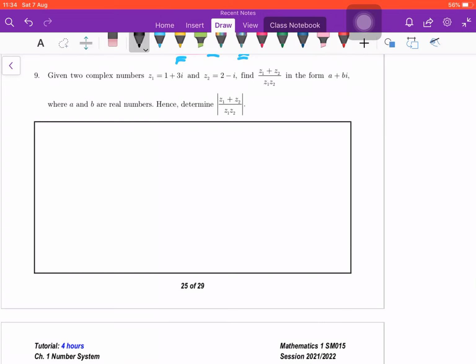Sebenarnya soalan ni sangat senang. Soalan ni kalau keluar exam, soalan bonus. Saya tak nak explain, saya tak nak buatkan soalan ni untuk awak. Saya bagi hint sahaja. Hint yang pertama, what you need to do is you have to substitute Z1 and Z2 ke dalam soalan ini. Masukkan Z1 and Z2 ke dalam expression ini.